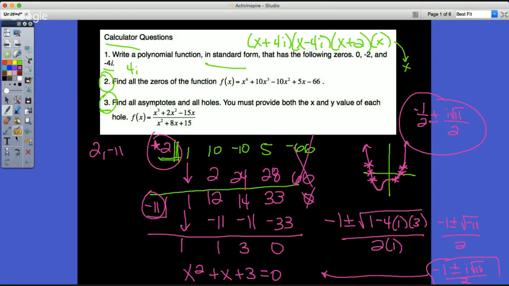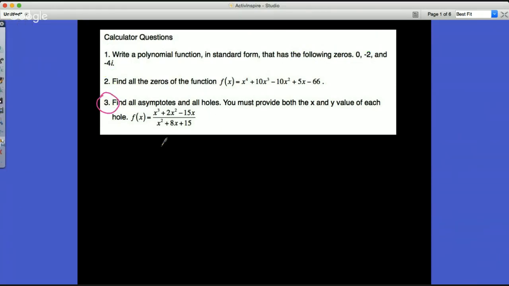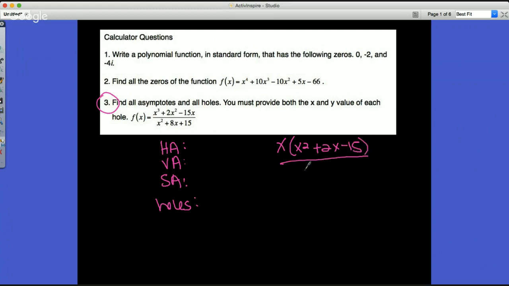All right, excellent. Now, one other one I'd like to look at is number 3. Notice that within this, we have our horizontal, we have our vertical, we have our slant, because they want us to find all of the asymptotes here. They also want us to find the holes if it's applicable. So our first step is to factor. Can we take anything out? And we notice we actually can on the top to get the following. And the bottom, we know pretty easily that it's x plus 5 and x plus 3.